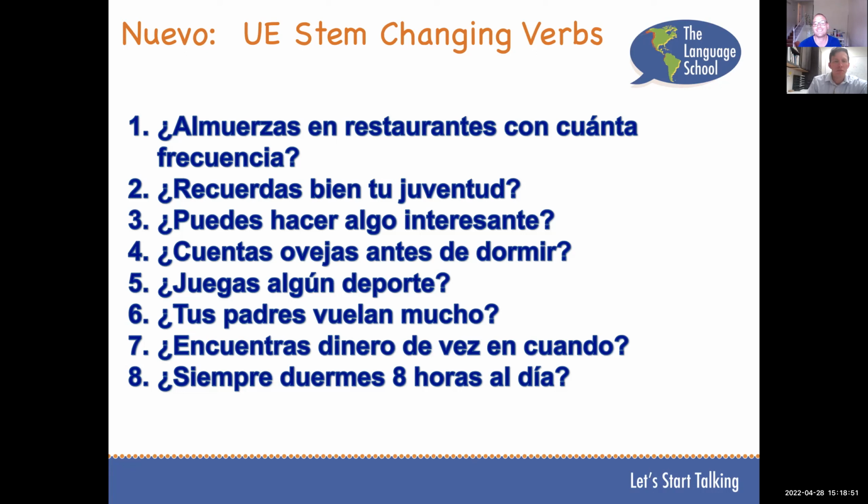¿Cuántas ovejas antes de dormir? ¿Qué significa ovejas? Sheep. So now I'm asking you, do you count sheep before you go to sleep? No cuento ovejas antes de dormir.